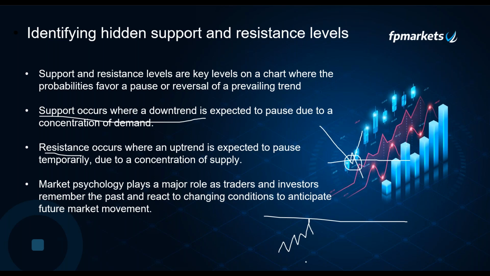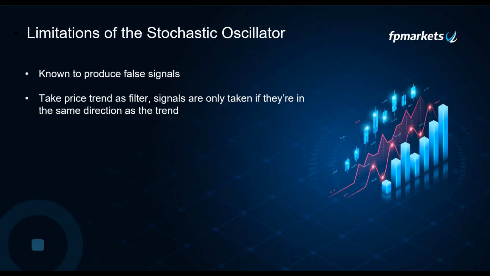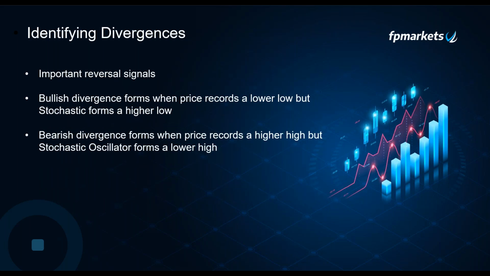Okay, so let's see what we have. So this is hidden support and resistance levels. So divergence, I previously mentioned divergence. I showed you examples of bullish and bearish divergence. So this is essentially what we have. So let's see the hidden support and resistance levels, and see what we can make out of it.